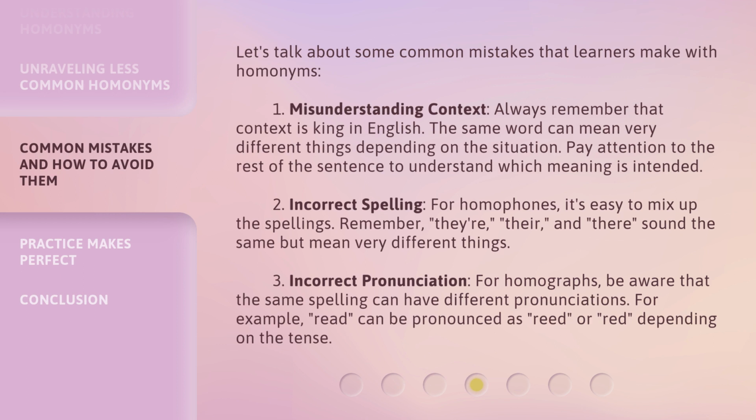2. Incorrect spelling. For homophones, it's easy to mix up the spellings. Remember, there, and there sound the same but mean very different things. 3. Incorrect pronunciation. For homographs, be aware that the same spelling can have different pronunciations. For example, read can be pronounced as read or read, depending on the tense.